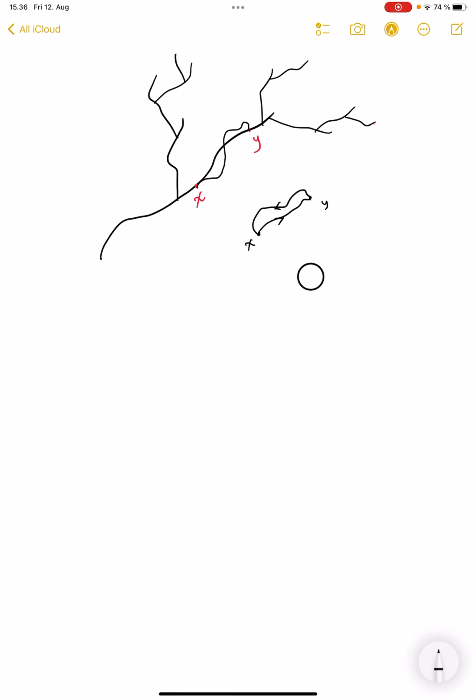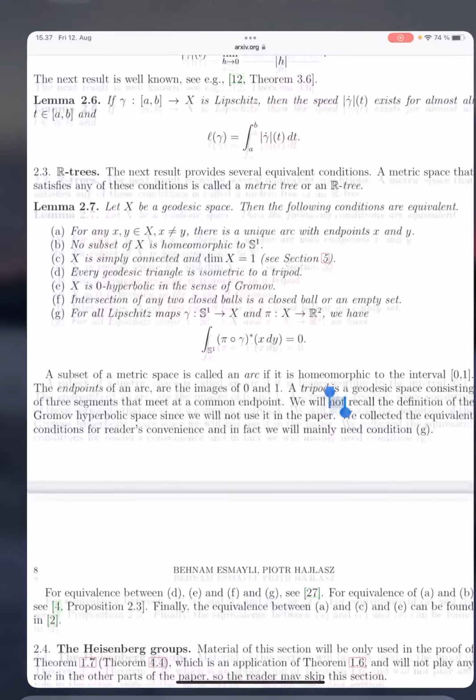And also, vice versa, if there is a copy of a circle, if there is a loop in the space, you fix X and Y along it. So there's one curve going that way, another arc going this way. So again, it violates uniqueness of the arcs. Okay, so very reasonable. Let's see what other equivalent conditions are given.